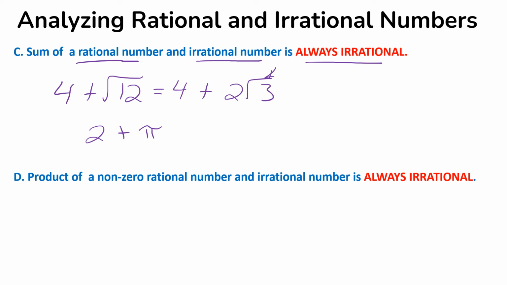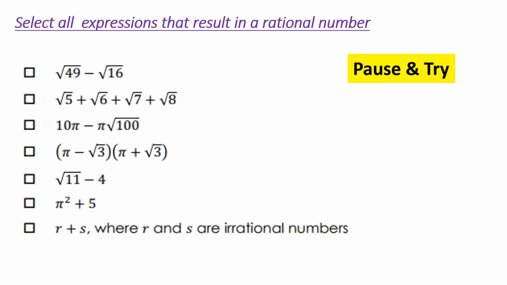Next, we have the product of a non-zero rational number. So it cannot be 0, but if it's a rational number that is not 0 and an irrational number, it is always irrational. An example would be 2 times square root of 5. Because the square root of 5 is irrational, the result would be irrational. Another one, 4 times pi. Because pi is irrational, if you multiply it by 4, it's still going to give you an irrational number.